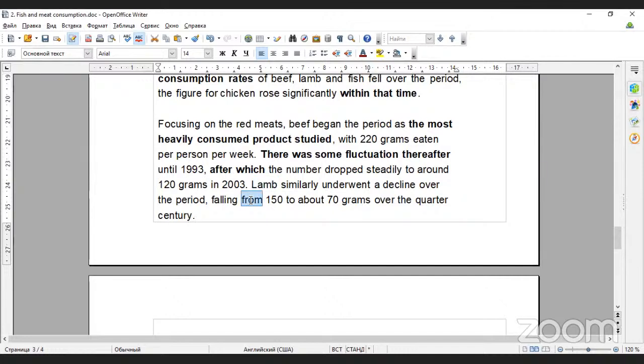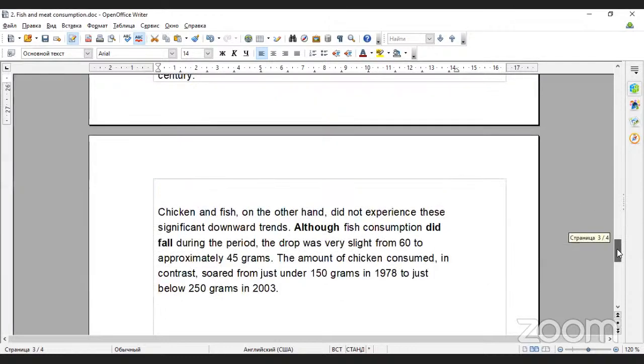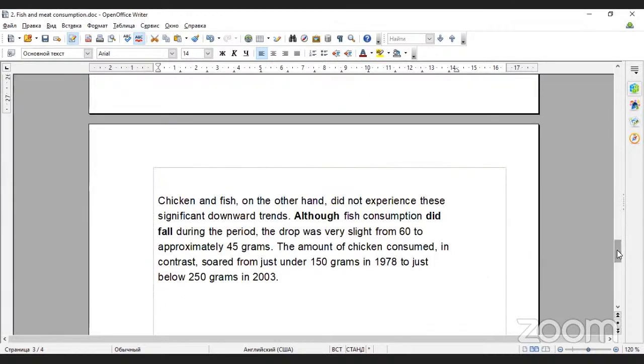Falling from 150 to about 70 grams over the quarter century. Chicken and fish, on the other hand, did not experience these significant downward trends. Although fish consumption did fall during that period, the drop was very slight, from 60 to approximately 45 grams. The amount of chicken consumed, in contrast, soared from just under 150 grams in 1978 to just below 250 grams in 2003.